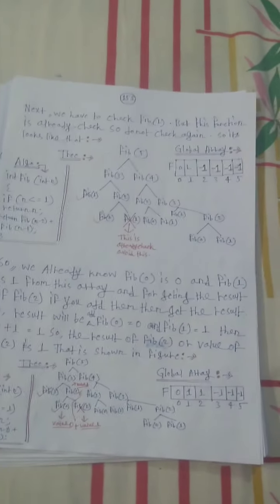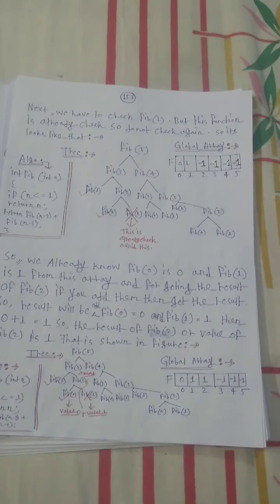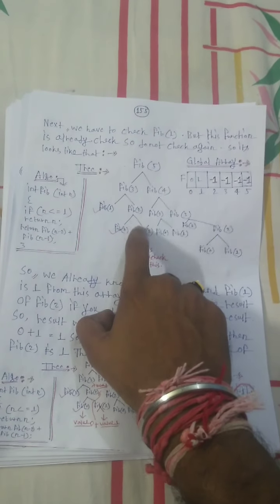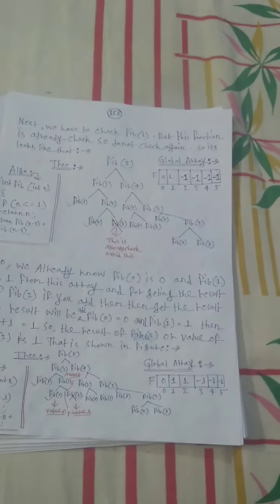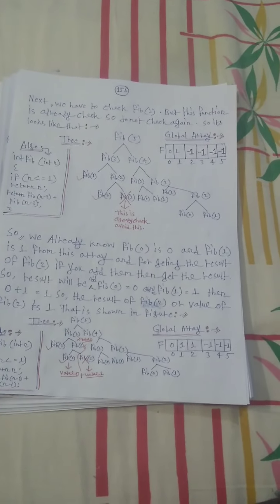Next we have to check fib 1, but this function is already checked, so we do not check it again, because fib 1 is already checked. We can avoid the same things again and again. So it looks like that.